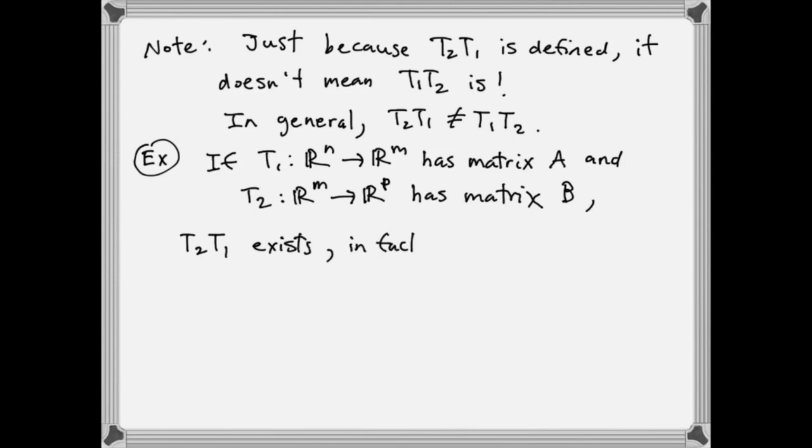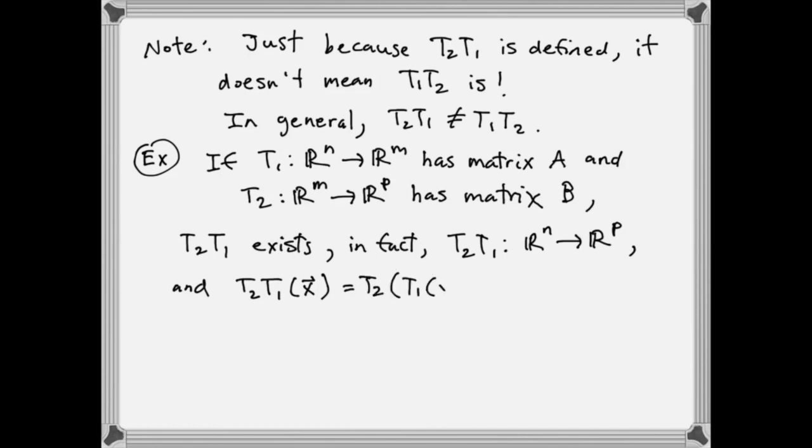In fact, and let me just write it this way, T2 T1 goes from Rn to Rp. So this does exist, right? Because the vector spaces, the targets and the ranges, the domains, all that stuff is correct. And what is T2 T1 of a vector x? Well, we know this is just T2 of T1 of x.